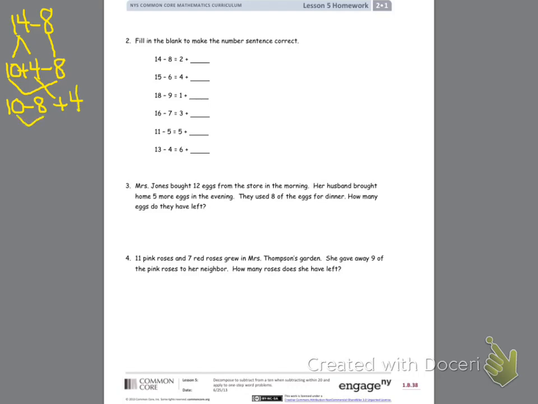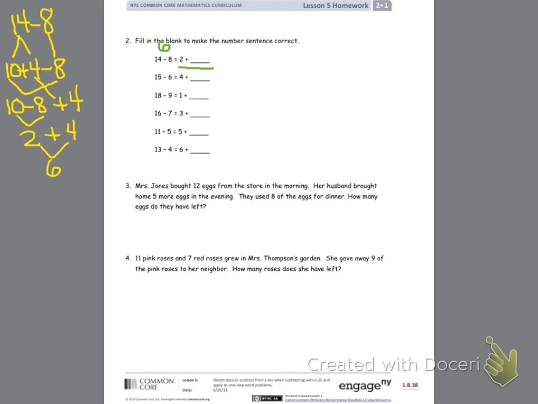So 10 minus 8 is 2. Bring down my plus 4. And 2 plus 4 is 6. So I know that 14 minus 8 is 6. I'm just going to write it right above it. Now if you take a look at the right side of that equation, it says 2 plus blank. Well, 14 minus 8 is the same as 2 plus blank.